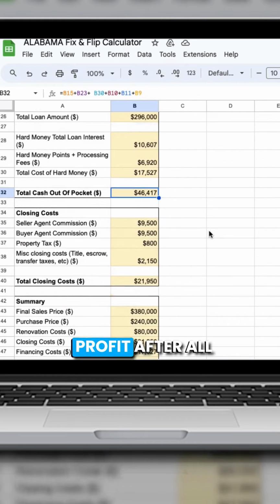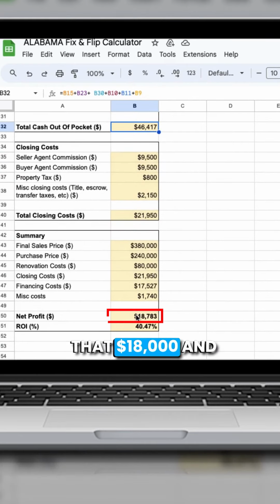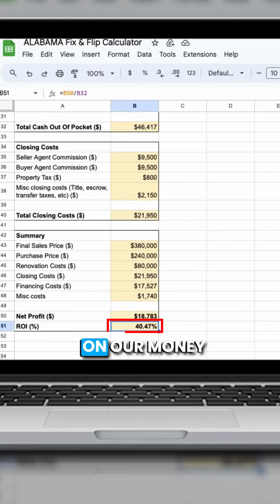Our total net profit after all expenses, we're going to be about $18,000 and change, which is about a 40% return on our money when we're done.